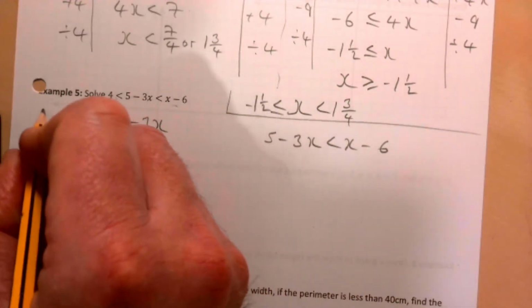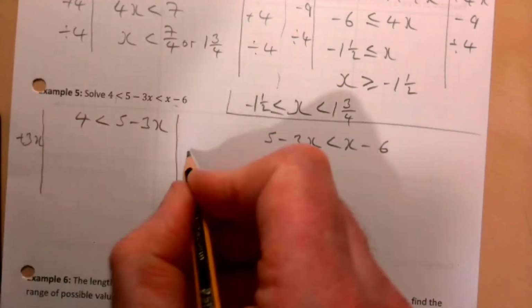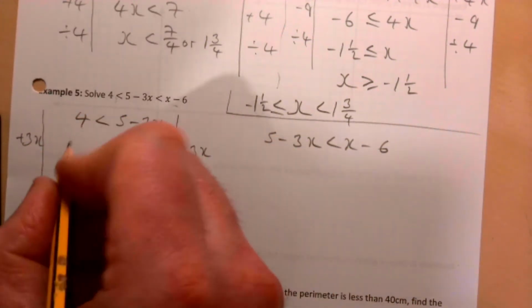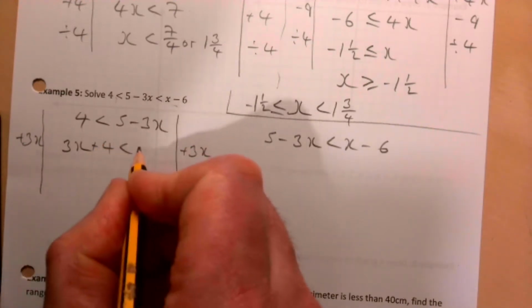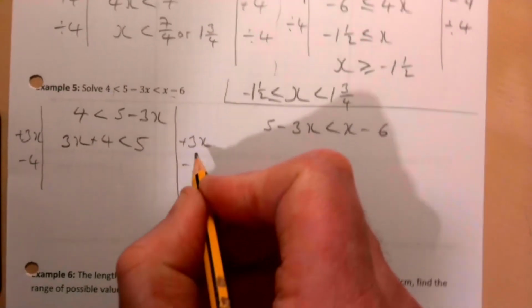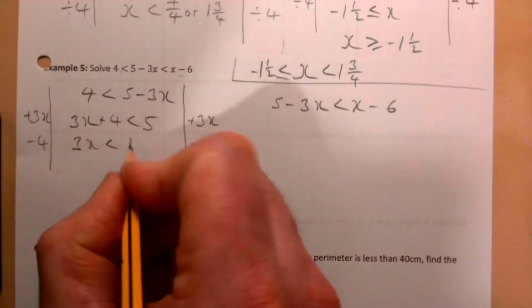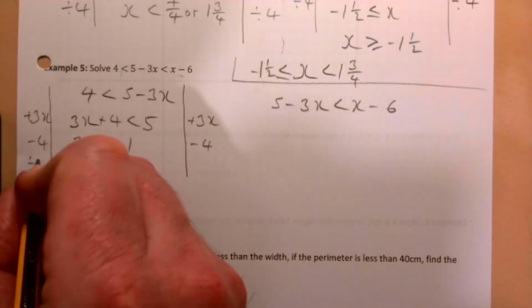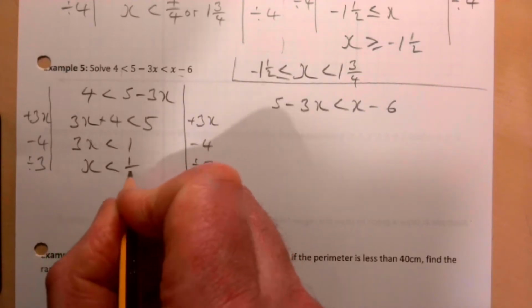So what am I doing here? I am going to add 3x to both sides. That gives me 3x plus 4 is less than 5. Subtract 4. 3x is less than 1. Divide by 3. And I get x is less than 1/3.